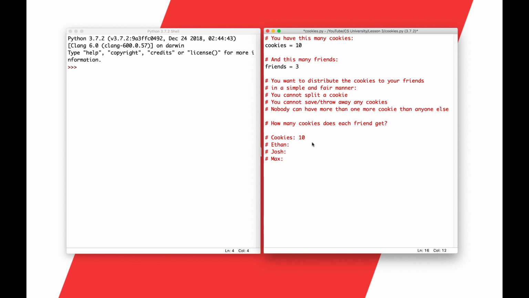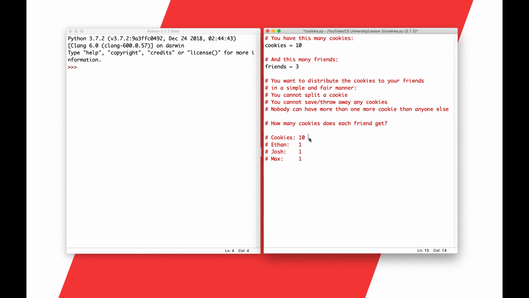So how do we go about giving out these cookies? Well, we can't just give all 10 cookies to one person, because that's obviously not fair. You could try a bunch of different things, but the easiest way, maybe even the first way that you would think of, would be to hand out the cookies one at a time. We have 10 cookies. Let's give each person 1 cookie.